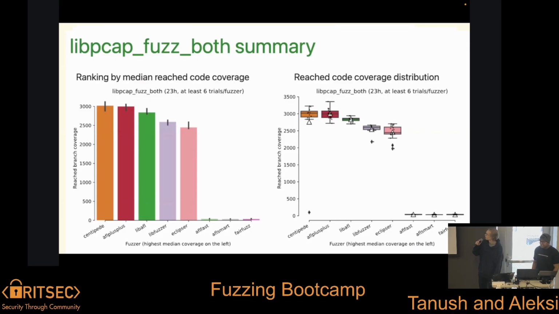Here we have a performance summary of a bunch of these fuzzers fuzzing libpcap, which is a packet capture library. On the left, AFL++ and Centipede both had over 3,000 median branch coverage, so they perform the best. Then we see a big drop off with Eclipser to AFL last. I don't know why that is. I think the mutation strategies just aren't as good for it.